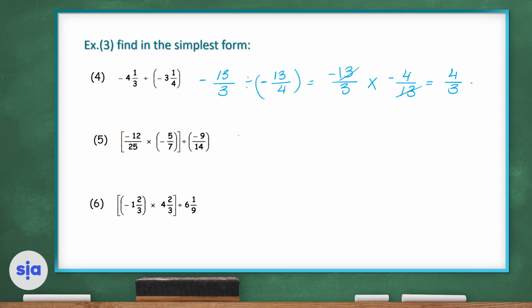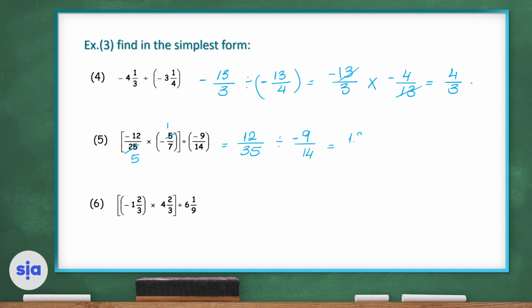Question 5. Negative 12 over 25 multiplied by negative 5 over 7. Divided by 5, it's 1. Divided by 5, it's 5. So it's negative 12, and the two negatives will give me positive. So it's 12 over 35 divided by negative 9 over 14.